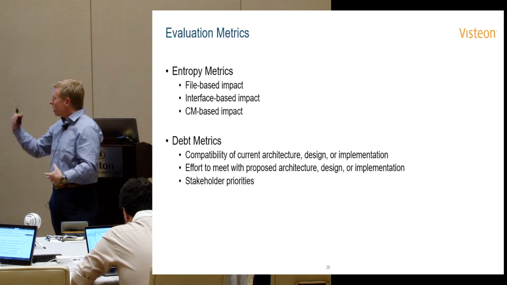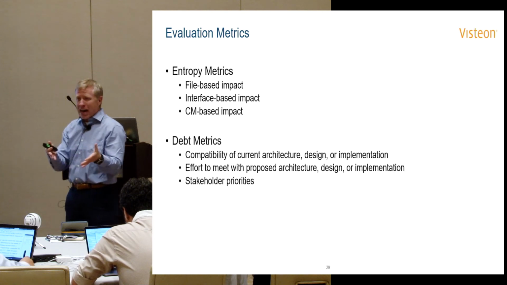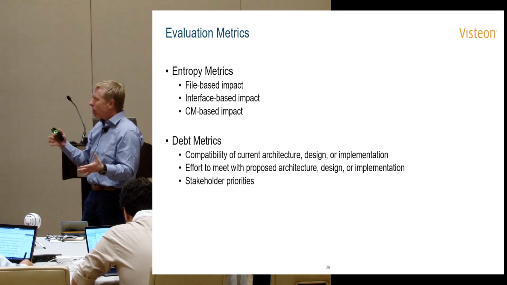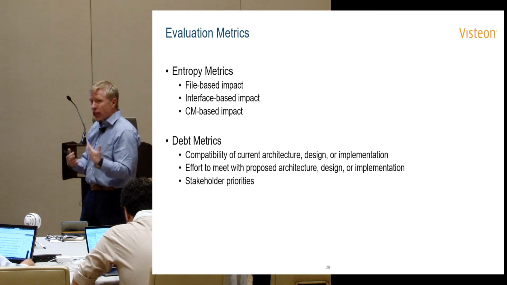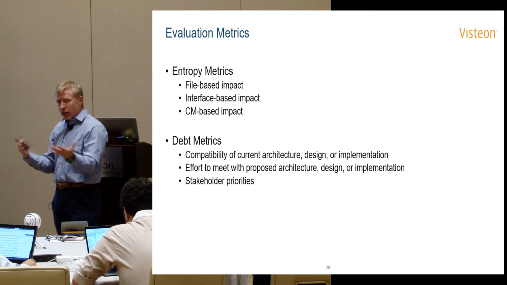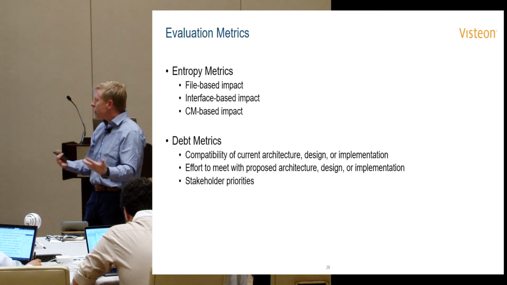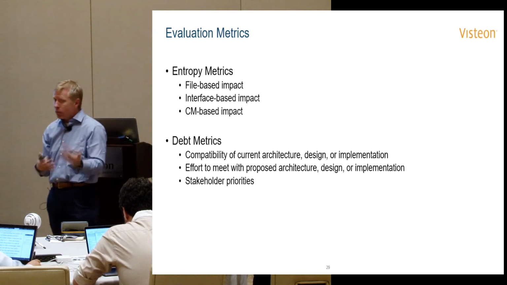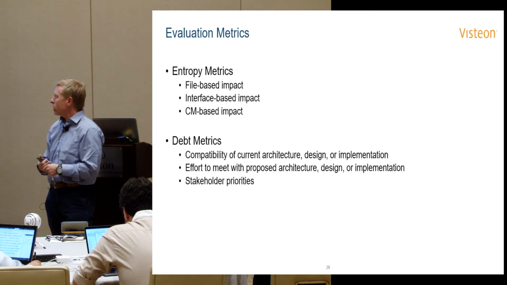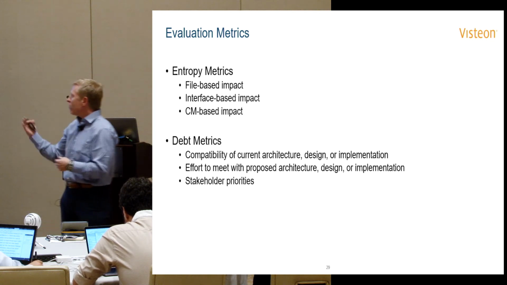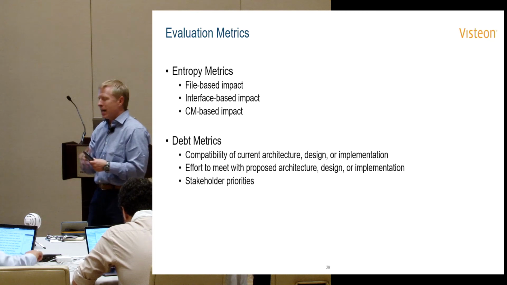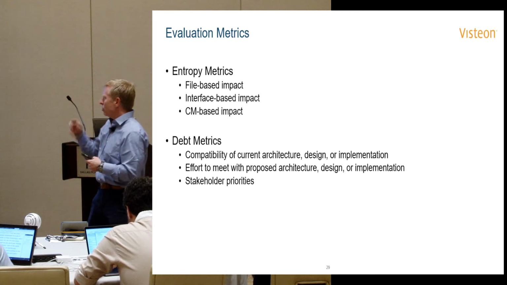So based off that knowledge, I said, I think a file-based impact will tell me how many components are affected by any particular change we're trying to do. Interfaces, kind of the same concept, right? If the number of interfaces impacted is large, then maybe we're pulling on the right thread when it comes to chaos and entropy. And finally, configuration management. Why is that? I'll get into that one when I show you the results.